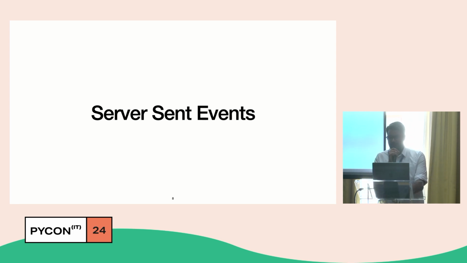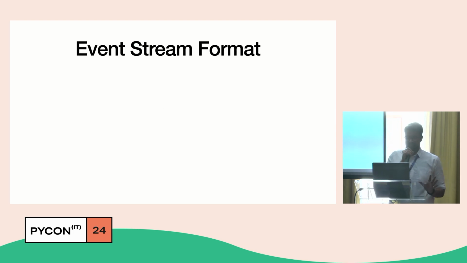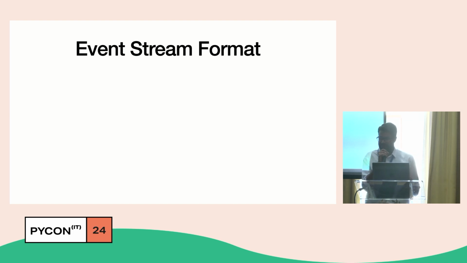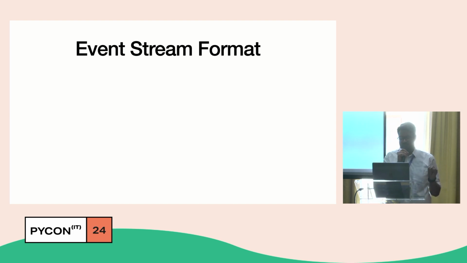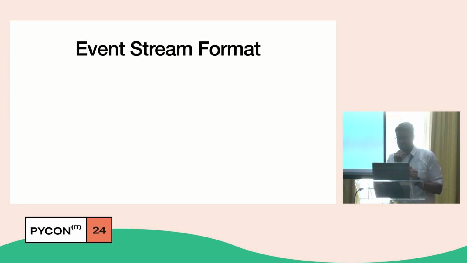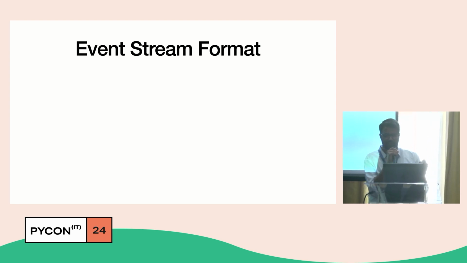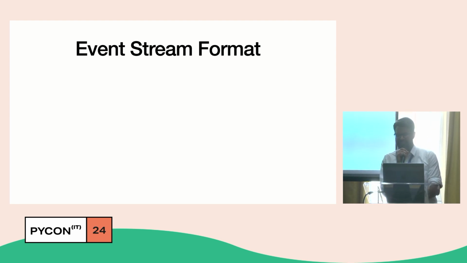So, a quick look at what the stream format looks like. By definition, an event stream is a simple stream of text messages that is UTF-8 encoded. The messages are separated by a pair of new lines, so that is basically \n\n. There's also a representation where you have a colon, and the colon is a part for the comment. Let's take a look at it.